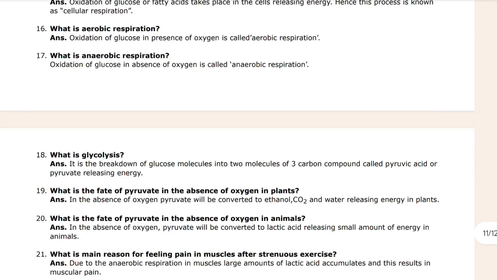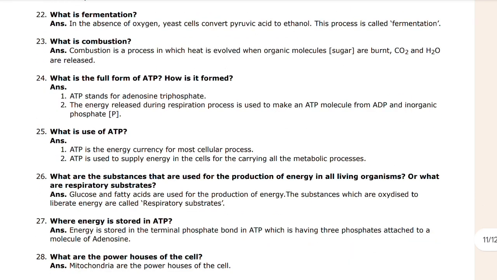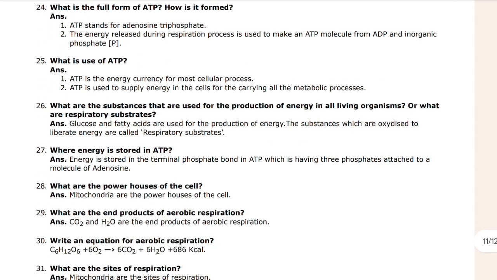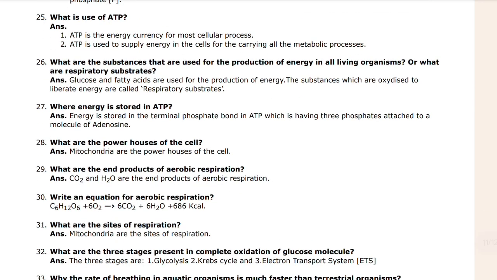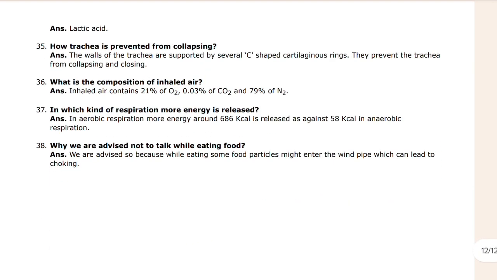Right. Then 18, you can see: what is glucose, what is the fate of that one, what are the uses of ATP. This is an important question. The 25th one is, again, ATP is the energy currency for most cellular processes. Okay, this is all about your chapter. Okay, is it clear here? Actually, this video is only till here.